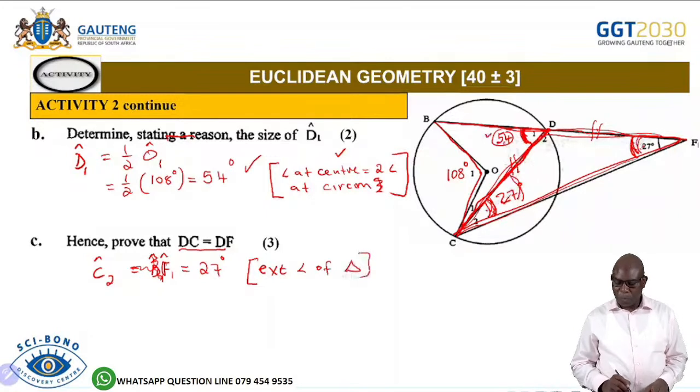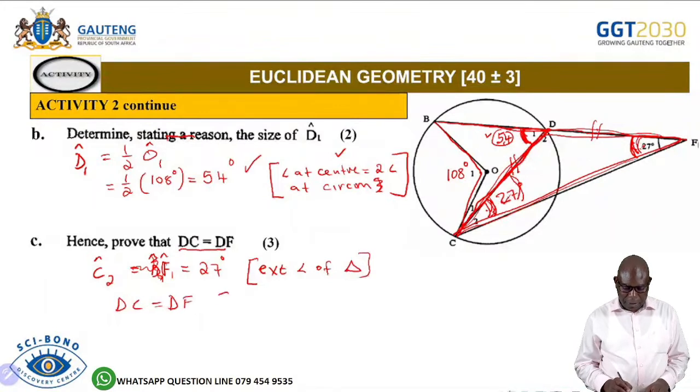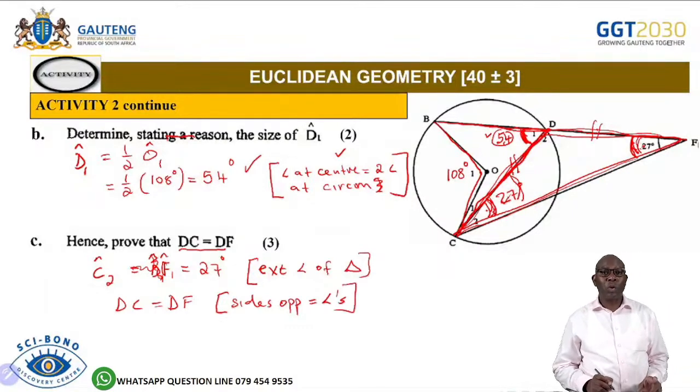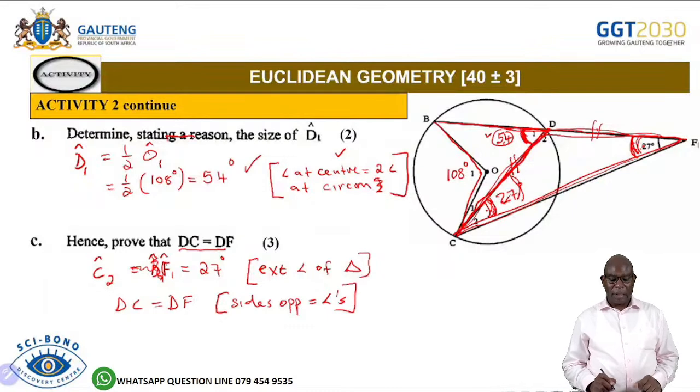So now how do I prove that? Then I'll say DC is equal to DF, and I must give a reason for that. What will be my reason? It will be sides opposite equal angles. That's very important. You must know the two theorems, the two reasons. The other reason is angles opposite equal sides. That's when I'm proving the angles. If I'm proving the sides, it will be sides opposite equal angles. So that angle there will be 27, and therefore we can do it.